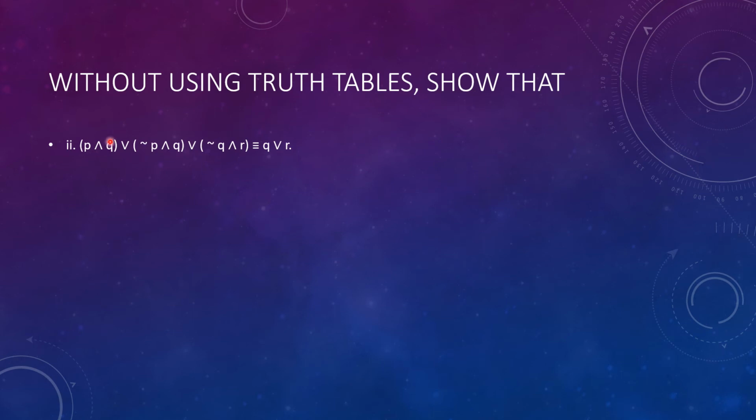Next sum: (P and Q) or (negation P and Q) or (negation Q and R). Now there are several brackets. So the very first thing is I'll try to take something common. First I'll take my LHS. You can see the first two brackets. What is common over here? Q is common.